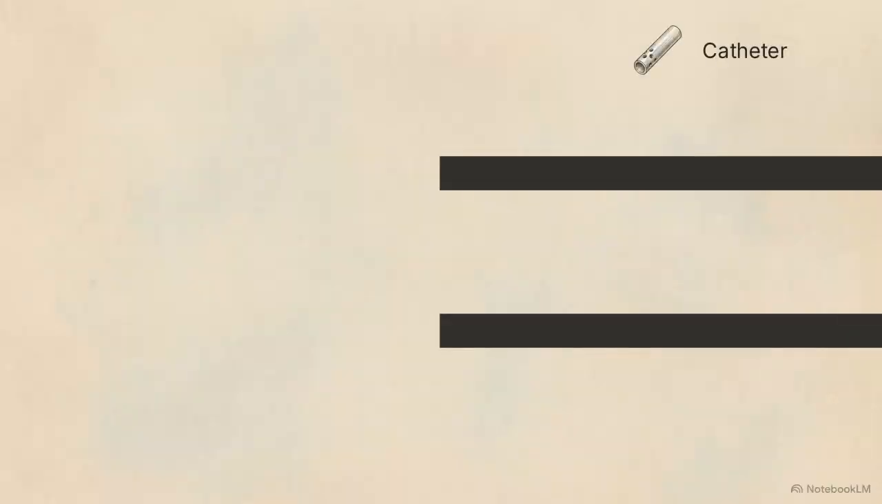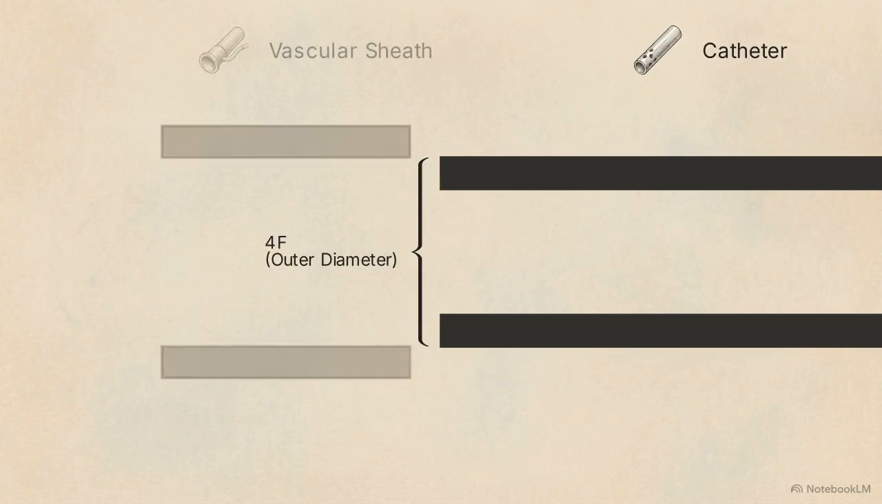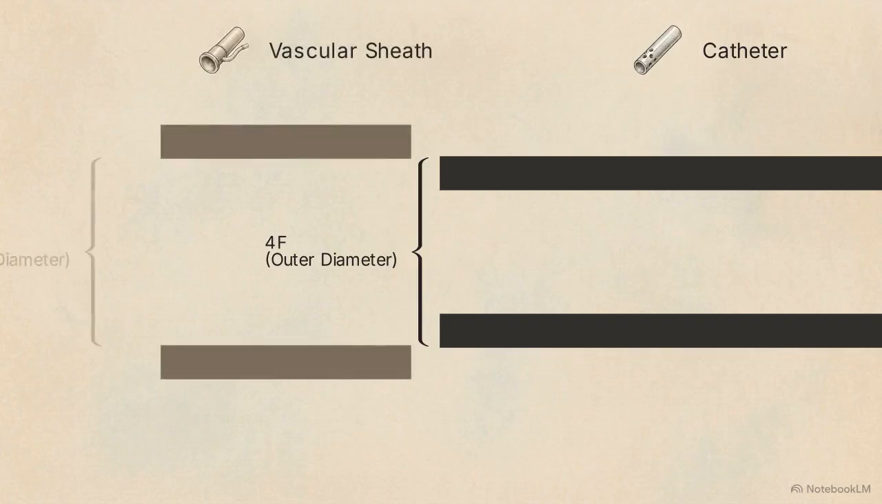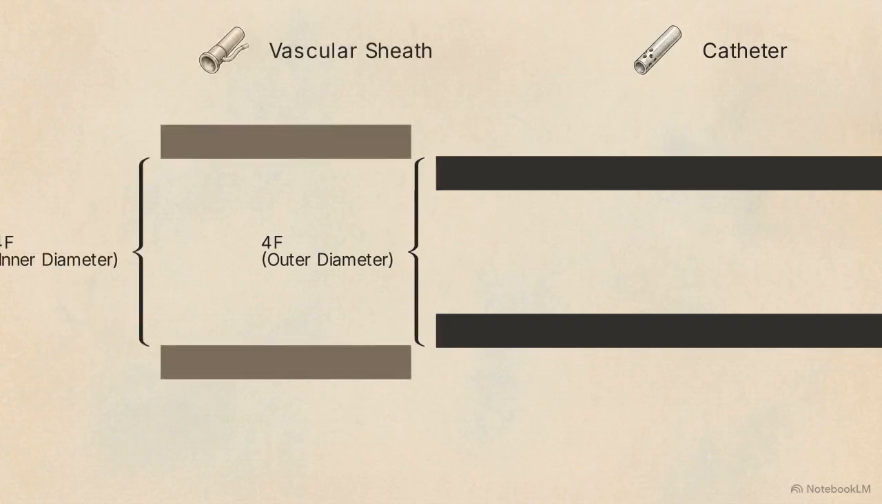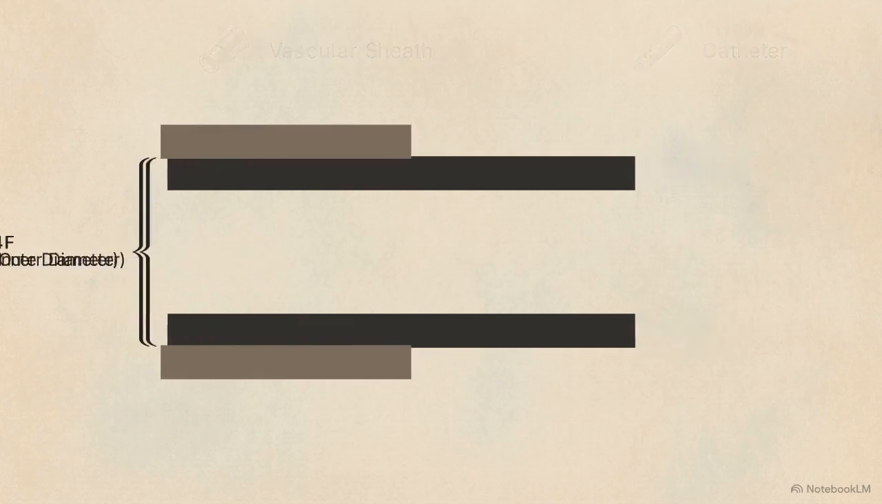Catheter sizing reverses the rule. A catheter is defined by its exterior footprint. Its outer diameter is what gets measured on the French scale. The physical paradox is resolved. A 4 French sheath accommodates a 4 French catheter because the sheath's internal void perfectly matches the catheter's external wall.